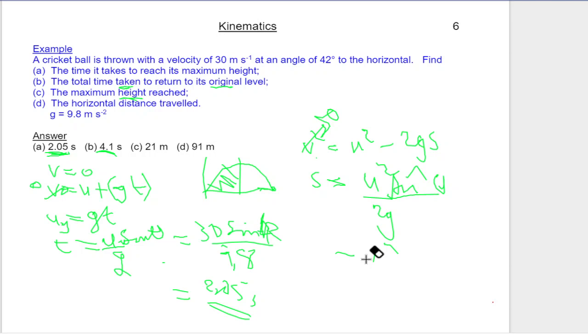And then lastly, the horizontal distance traveled, which is equal to the range. Remember I said the range is in the x direction, so it will be u cos theta times t. So this is 30 cos 42 times the time 4.1. This will give you the 91 meters that you have over there. Okay, so that's it.